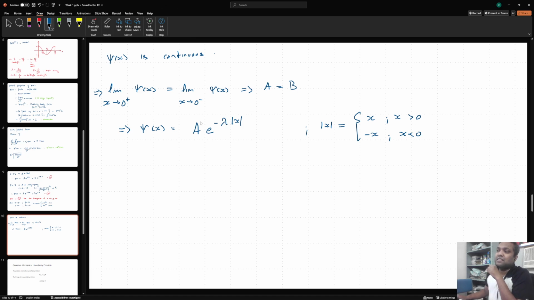So looking at this, I can say that when x is greater than 0, it will be x here, and I will be using the function e to the power minus lambda x, which decays to 0. And when x is negative, I will be using e to the power lambda x, which will make sure that as x tends to minus infinity, I will tend to 0 over there as well.